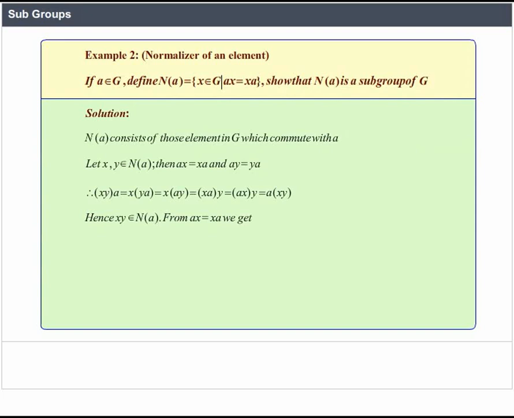From ax equals xa, we get x inverse (ax) x inverse equals x inverse (xa) x inverse, which implies x inverse a (x x inverse) equals (x inverse x) a x inverse. So x inverse a equals a x inverse, so that x inverse belongs to N(a).